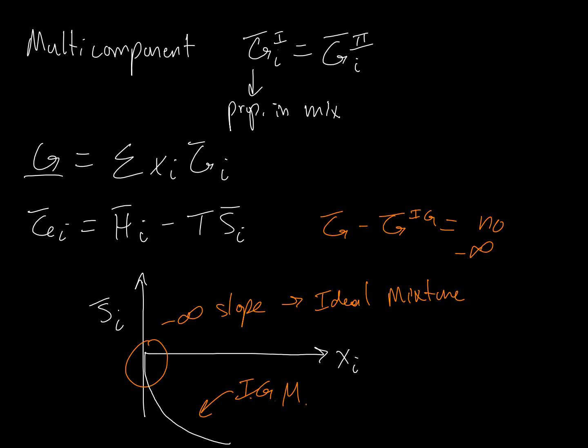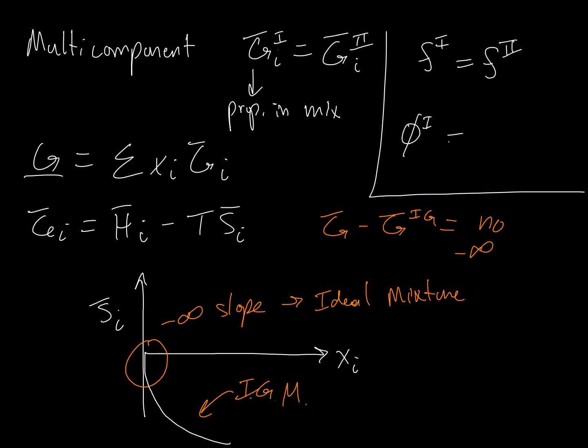Okay, so as a recap, this is a bit of a sidestep. The fugacity of phase 1 is equal to the fugacity of phase 2, or the fugacity coefficient of phase 1 is equal to the fugacity coefficient of phase 2. For single component systems, no big deal.